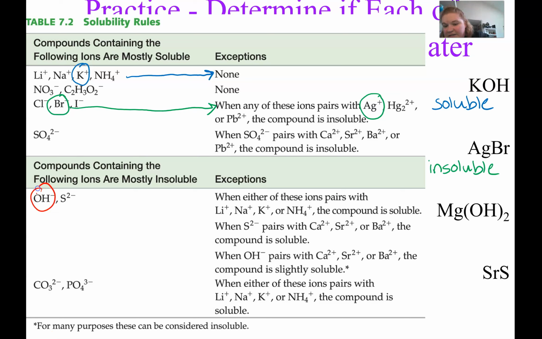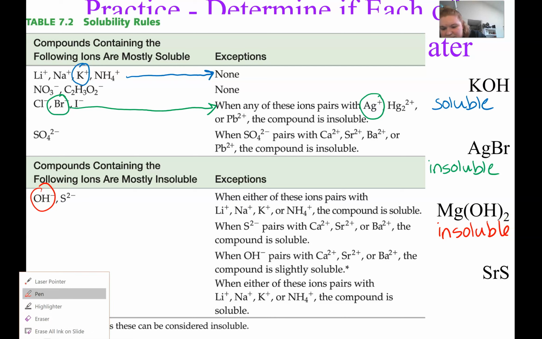The next one is magnesium hydroxide. So here's my hydroxide. Hydroxide is in the insoluble category, and I read my exceptions over here. When either of these ions pairs with lithium, sodium, potassium, or ammonium, the compound is soluble. When hydroxide pairs with calcium, strontium, or barium, the compound is slightly soluble. So no mention of magnesium. That tells me that it is insoluble.